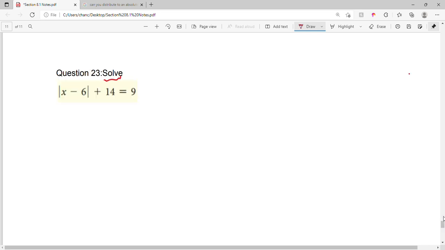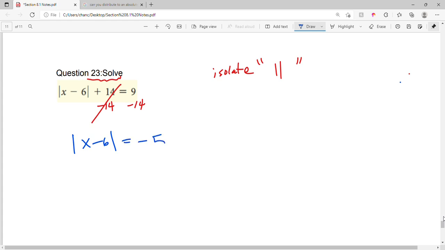Question 23, it's another solving problem. So we'll start by isolating that absolute value. Always isolate the absolute value. So we'll subtract 14 from both sides, and then we'll see what's left. This simplifies to the absolute value of x minus 6, and that's equal to negative 5.